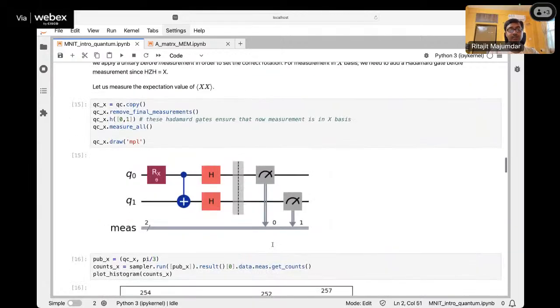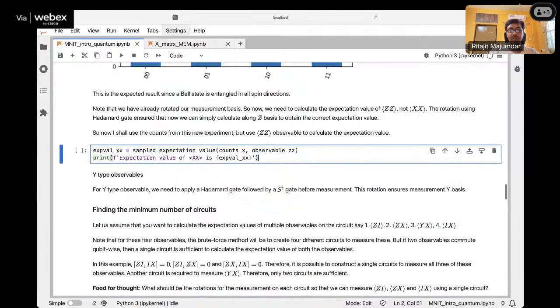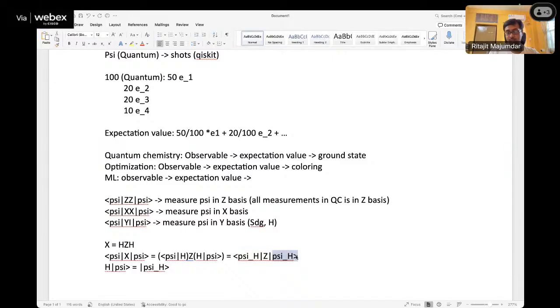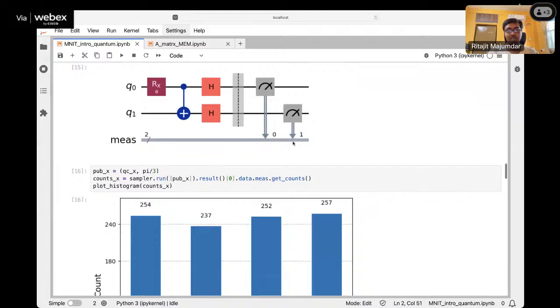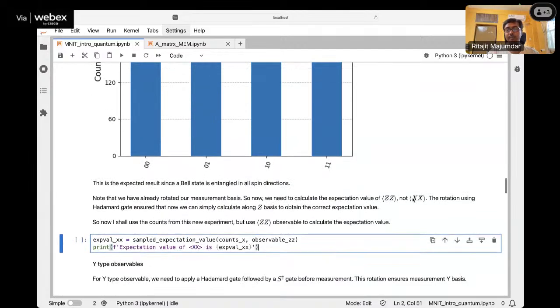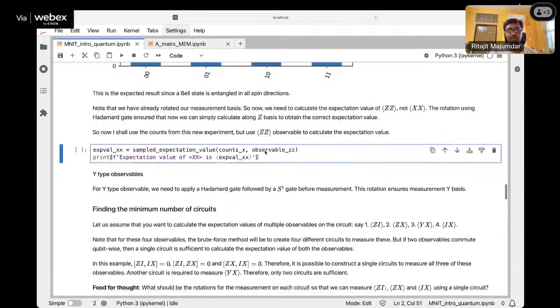I will pass in this outcome, and remember, once I have created this quantum state, the expectation value calculation is now on Z, no longer on X, because I have done the proper rotation. So once I have done this rotation using Hadamard gate, now measuring XX is equivalent to saying that I am going to measure ZZ on this modified circuit, right?